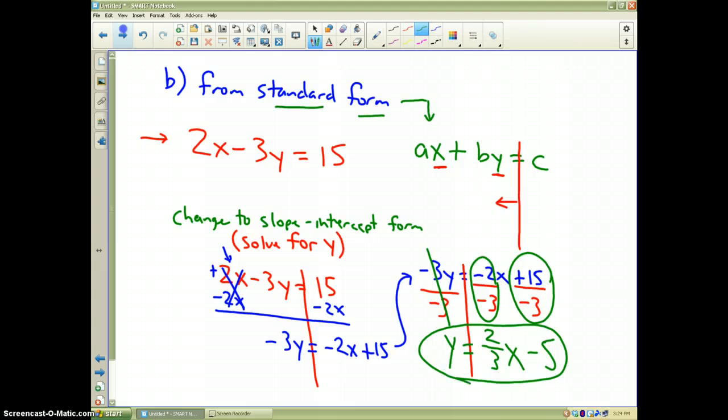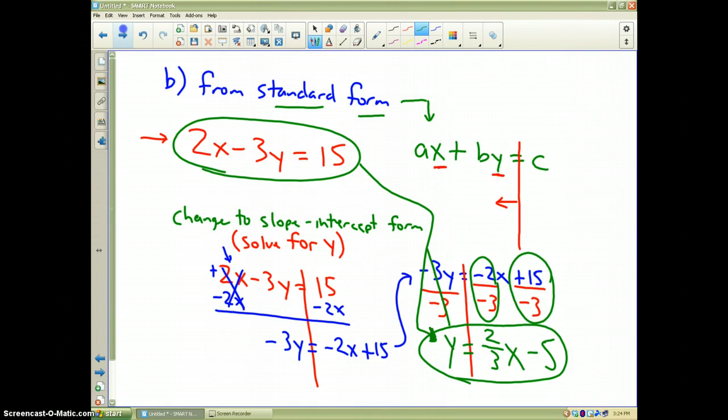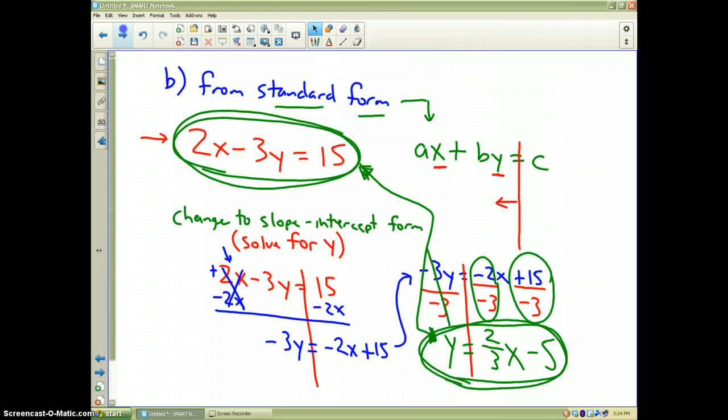And there is the same equation written in slope-intercept form. What I have circled in green, these two things are exactly the same. One is written in standard form, what I started with, and then the bottom is written in slope-intercept form. And hopefully that explains how to write equations in slope-intercept form.